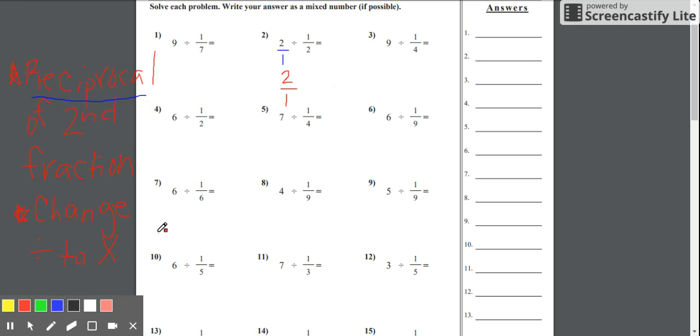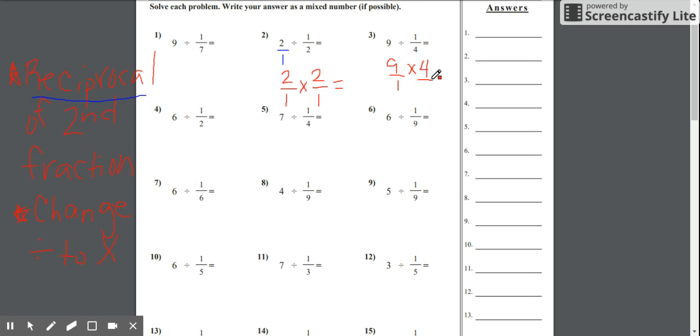And then I'm going to change the division sign to a multiplication sign. And then I'm going to find the reciprocal of 1 over 2. And again, I just flip it, and I'm going to put 2 over 1. And if I was finding the reciprocal for number 3, I would change that problem to 9 over 1, change the division sign to a multiplication sign, and then make that 1 over 4, 4 over 1.